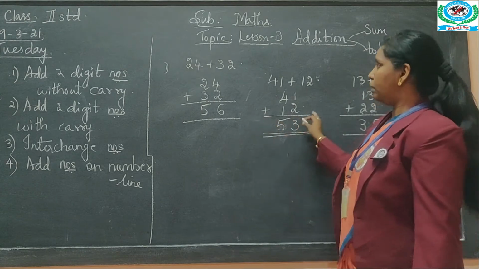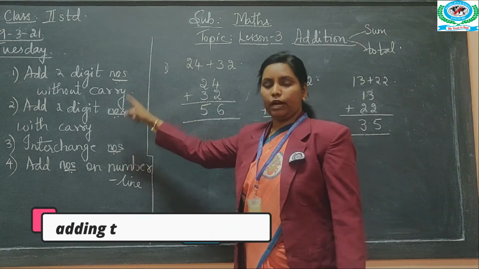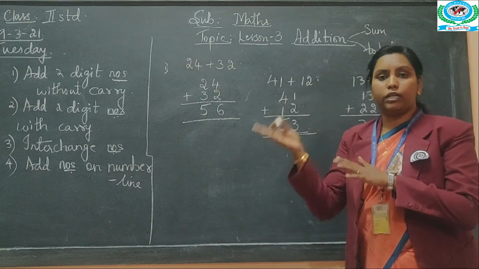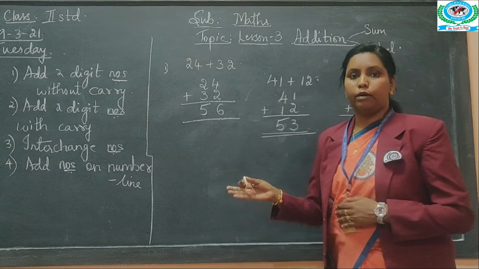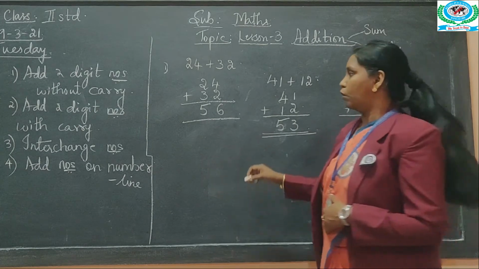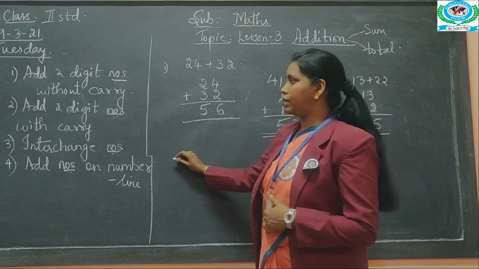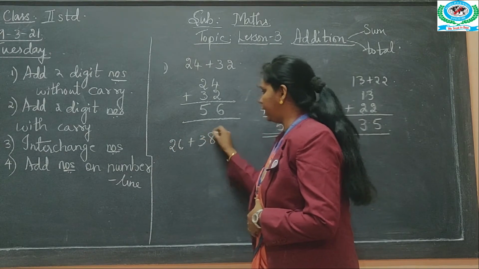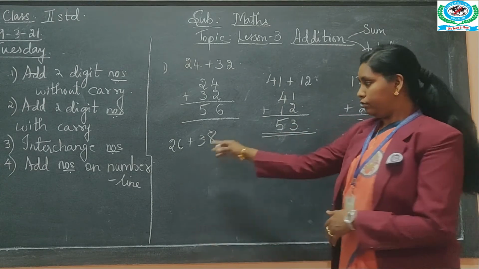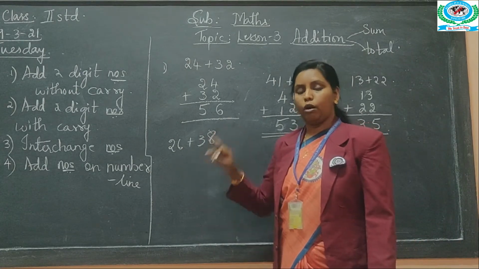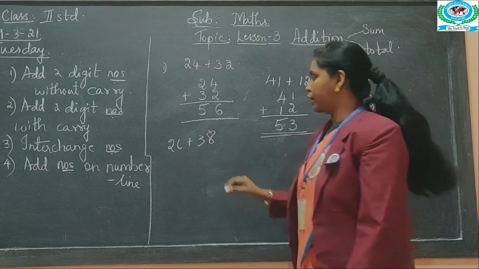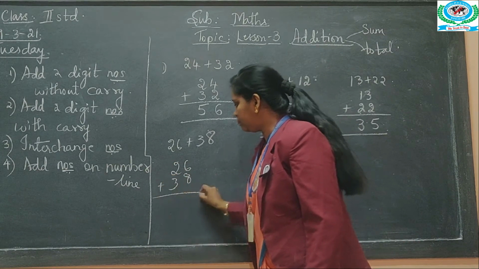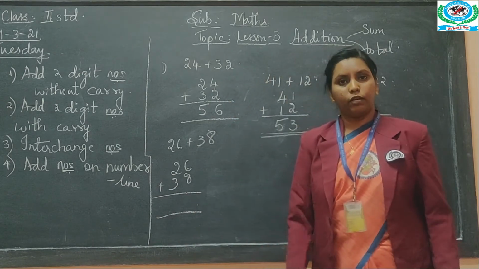Now coming to the next subunit, adding 2-digit numbers with carrying, that is, forwarding a number to the other place value. For this, what example can we give here? Like 26 plus 38. If these two numbers are added, what will we get, the sum? Again arrange it according to the place value system. Then you are going to add this.